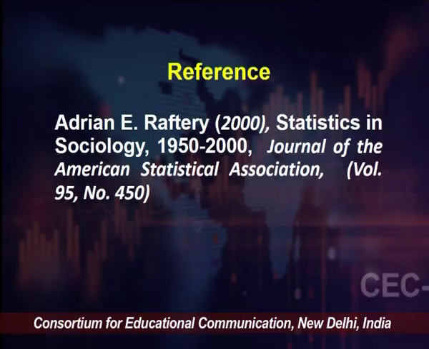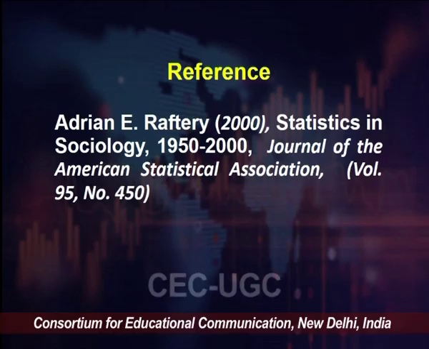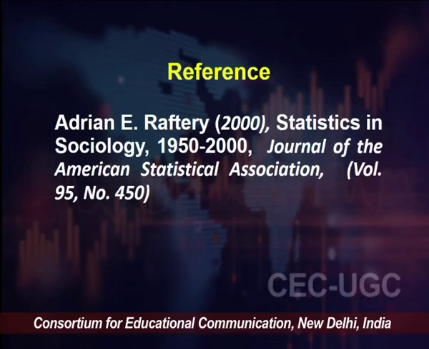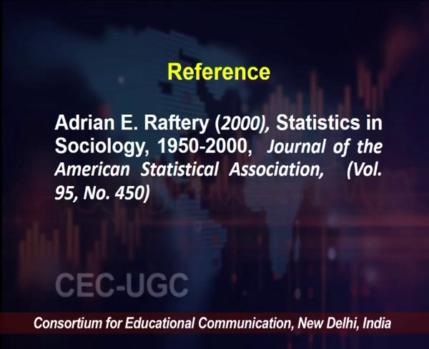For reference, the entire lecture is based on the reading by Andrew E. Raftery, published in 2000, Statistics and Sociology, 1950 to 2000. The article is published in Journal of the American Statistical Association, volume 95, number 450. It is important for understanding this lecture to read this article. With this, I come to an end of this lecture.